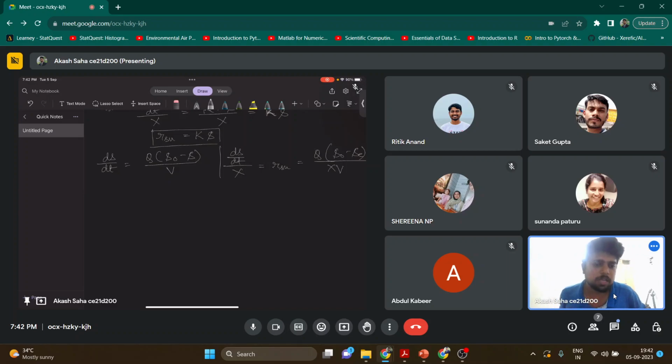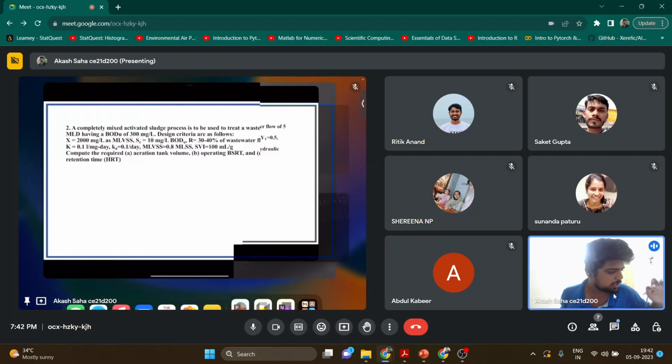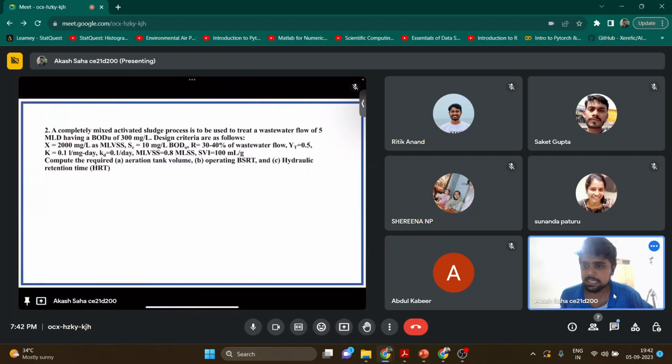Okay. So in this question, particularly why I derived this? Because if you see the question here, the K term is given in terms of 0.1 liter per milligram per day. So by seeing the unit, you have to know what condition we have to take, or which procedure we have to go through to solve the problem.